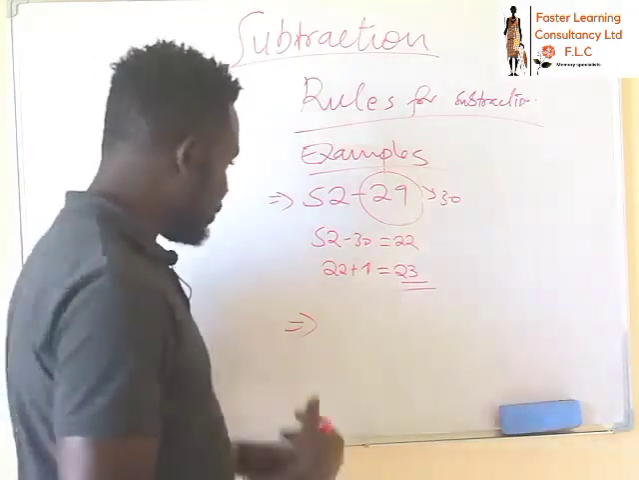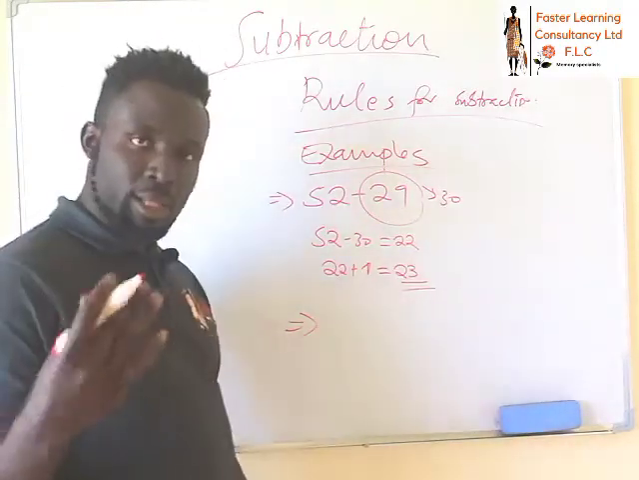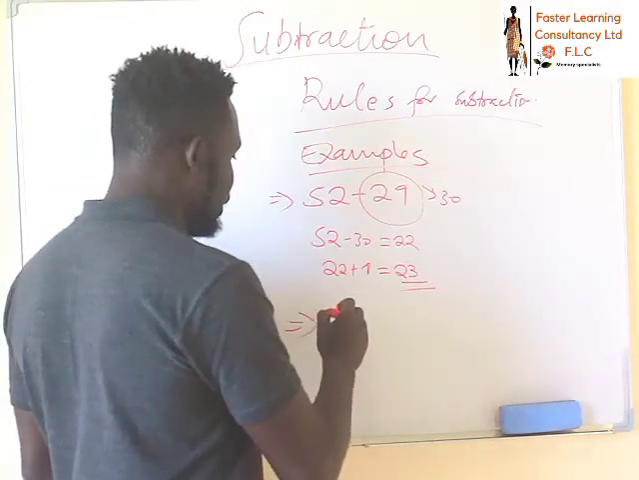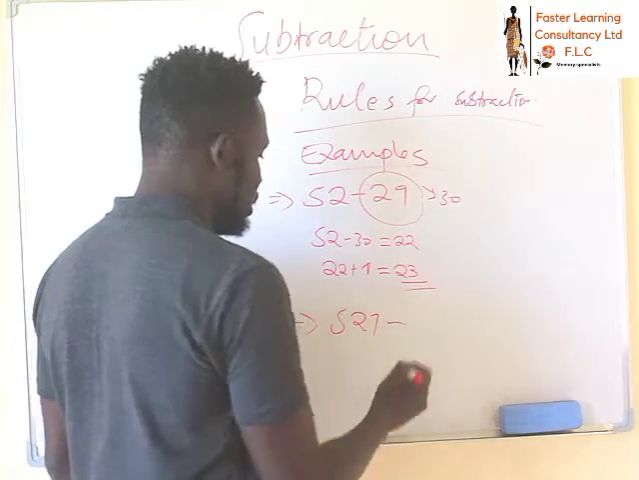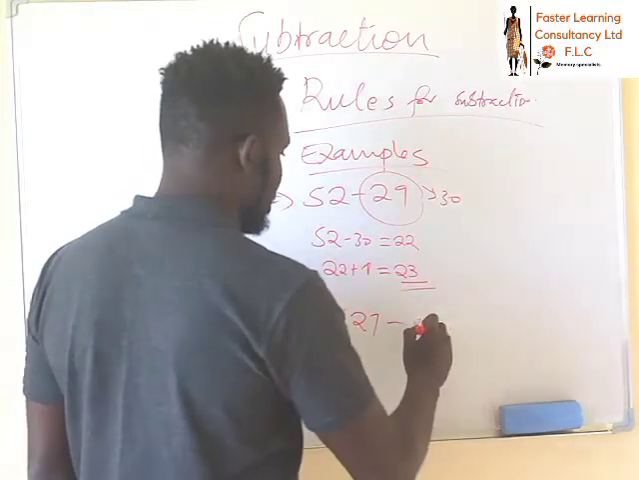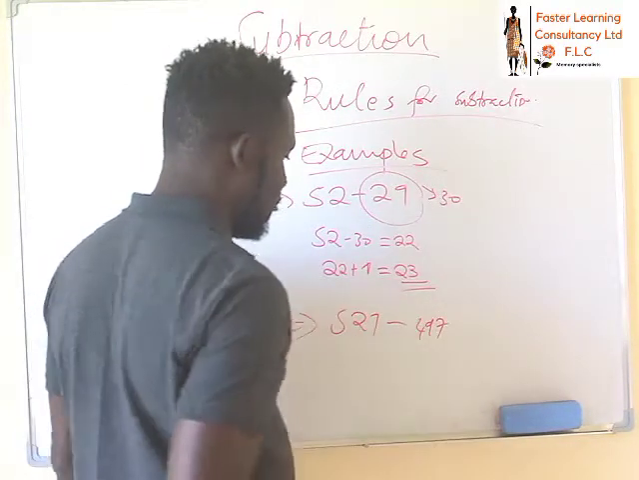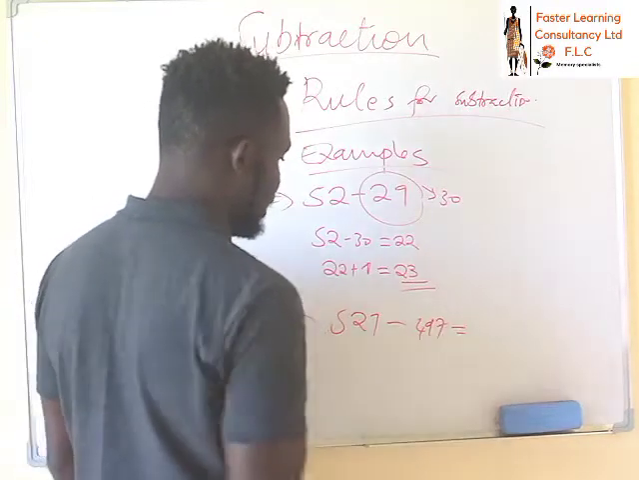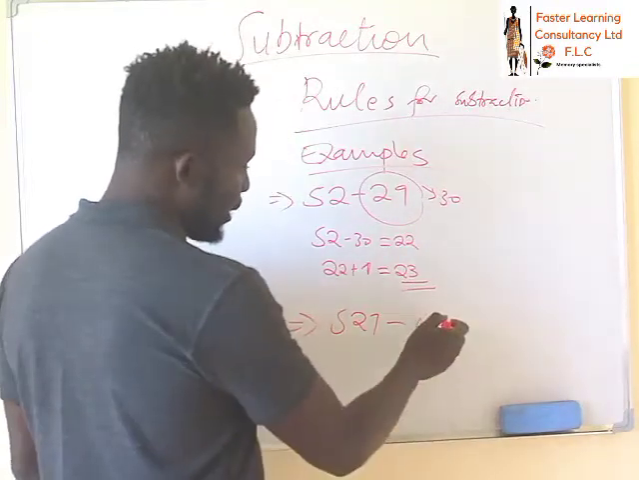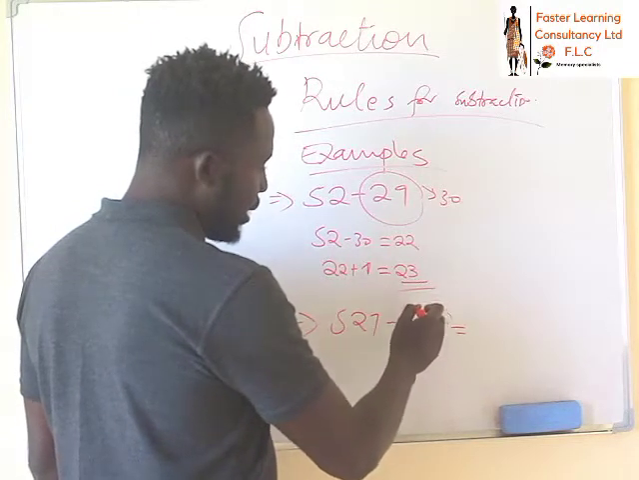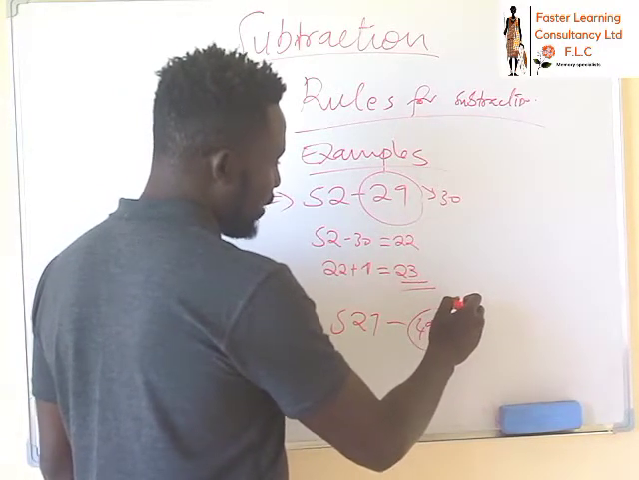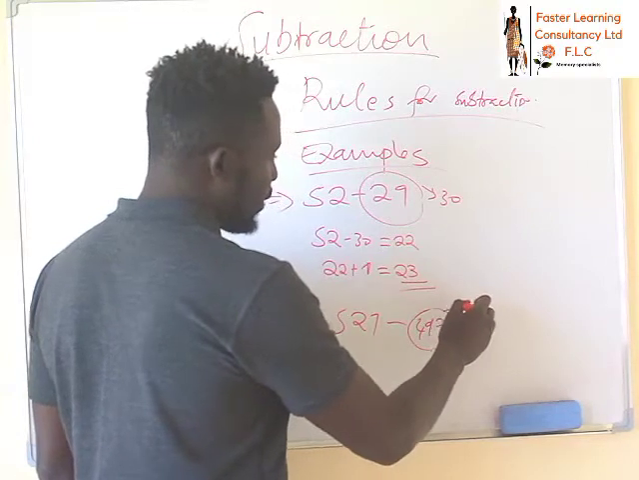So, let's look at another example. If you have 521 minus 497 and you want to get an answer, you can see that 497 is only 3 less than 500. So we will promote this one to be 500.